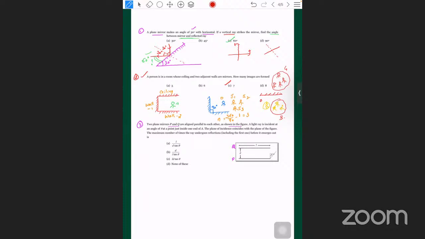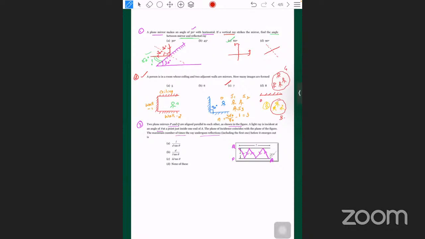A ray of light is incident at what angle? Theta, at one end A. The plane of incidence coincides with the plane of the figure. The maximum number of times the ray undergoes reflections: look at the diagram. This is one reflection, second reflection, third reflection, fourth reflection, fifth reflection. So n number of reflections are taking place.